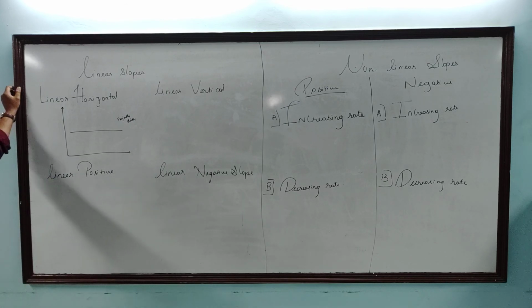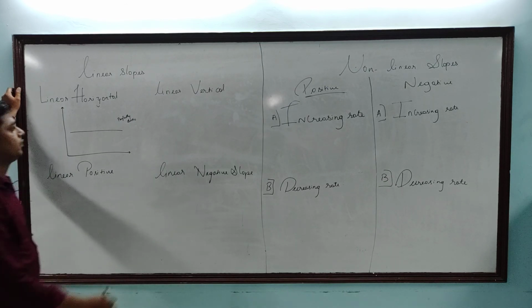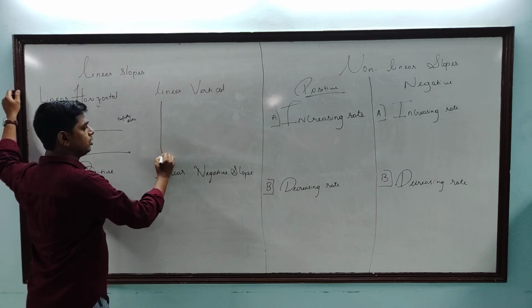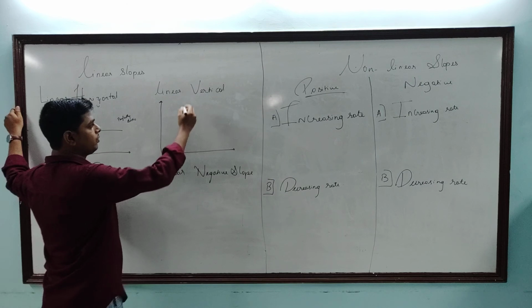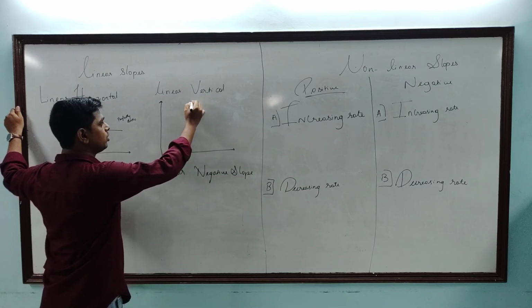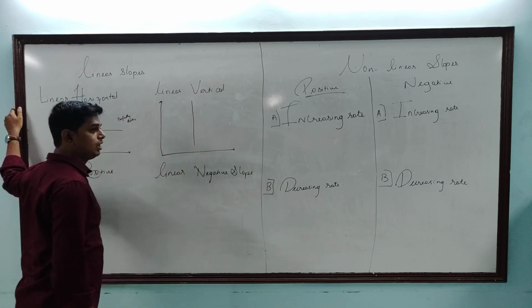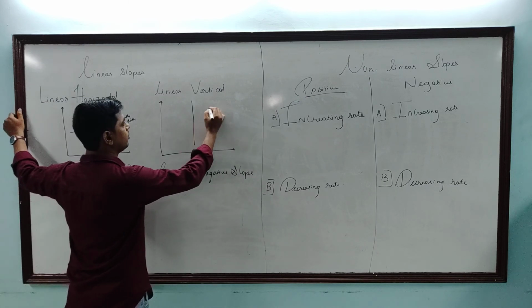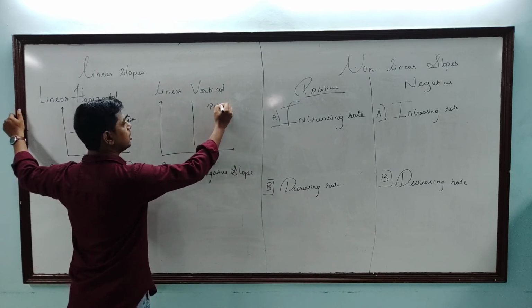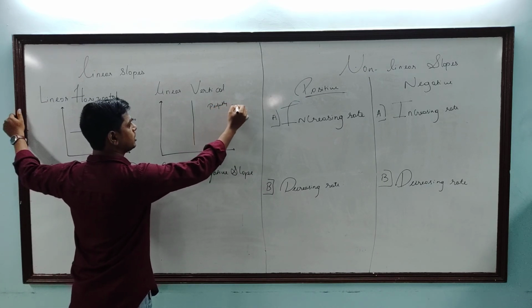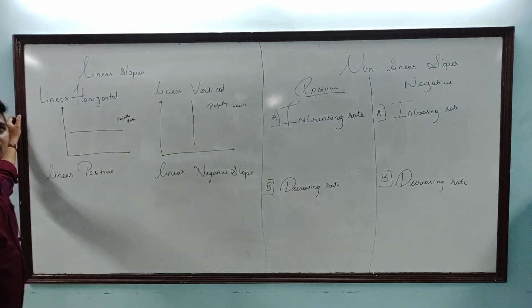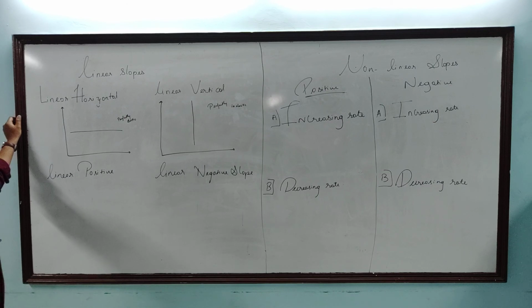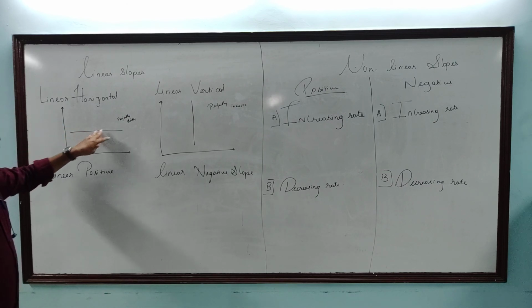We can also have a linear vertical curve. A linear vertical curve tends to become more vertical. We also call this kind of curve perfectly inelastic in economics. The thing about linear curves is that their slopes are constant.